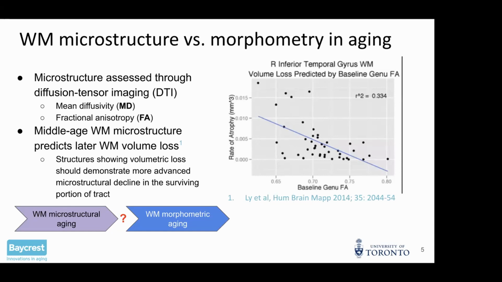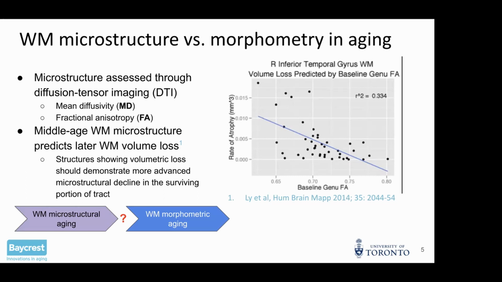Microstructure is commonly assessed using diffusion tensor imaging, or DTI. The chief parameters that are usually cited are mean diffusivity, MD, or fractional anisotropy, FA. A lower FA and a higher MD have come to represent microstructural degeneration. And in a previous study by Light and colleagues, white matter microstructure in middle age has been found to predict later morphometric loss, so atrophy.